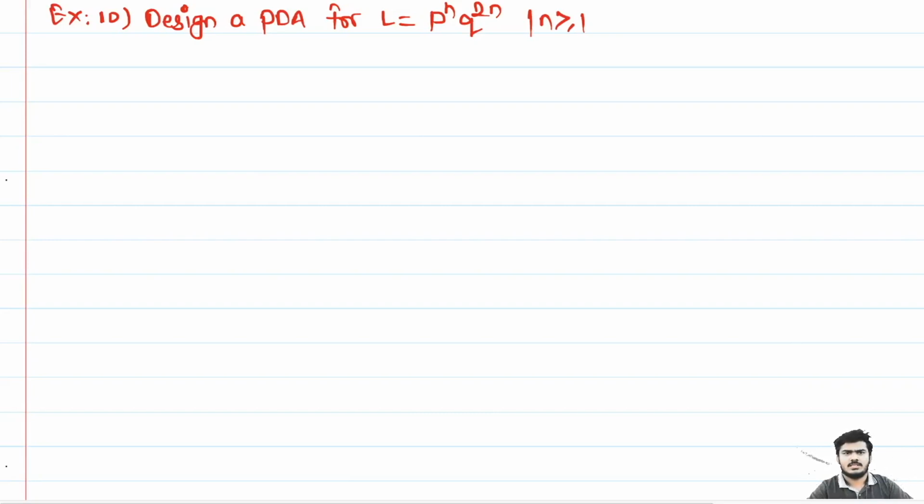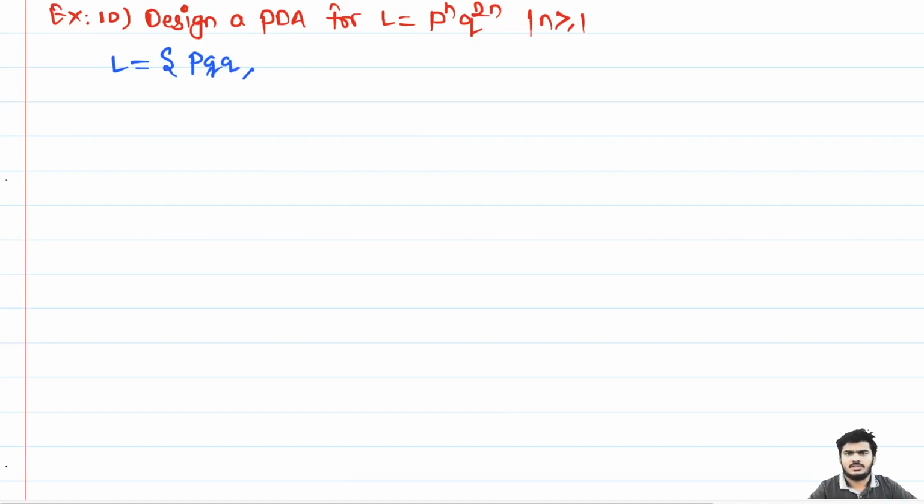So the question is that we have to design a PDA for the language L = p^n q^(2n), where n is greater than or equal to 1. First of all, we will identify the strings present in this particular language. The minimum length string will be p q q. Okay, this is the first string.